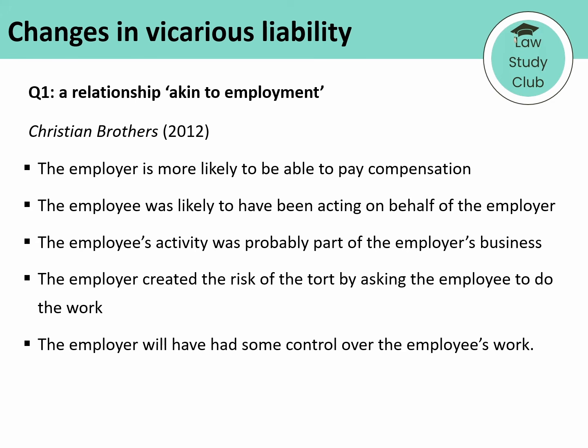If the "akin to employment" question is hard to answer, you might go to the judgment in Christian Brothers from 2012, sometimes called the Catholic Child Welfare Society v. Various Claimants, where the court gave 5 policy reasons why it's sometimes fair to hold an organisation vicariously liable. Now, it's really important that the court didn't, and still doesn't, use this as any kind of 5-part test that must be met for there to be a relationship akin to employment, but the factors might be useful if you're trying to work out whether that relationship is there.